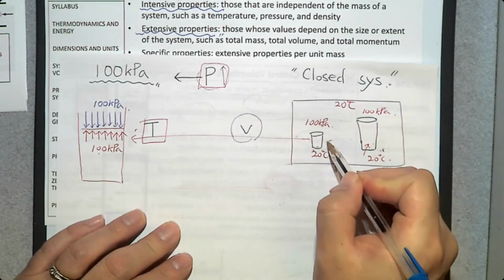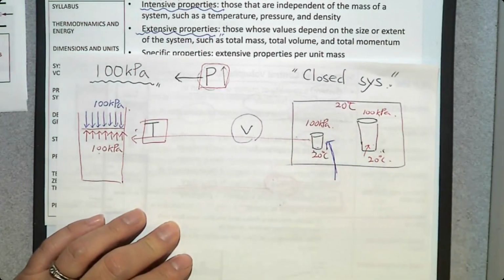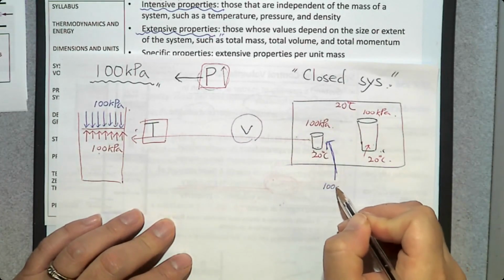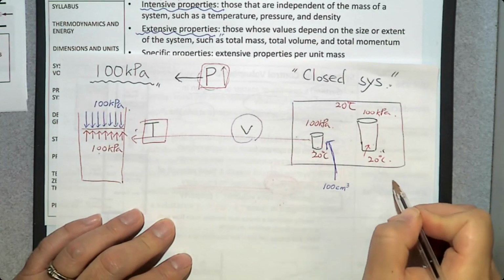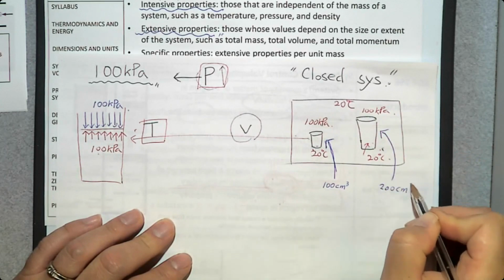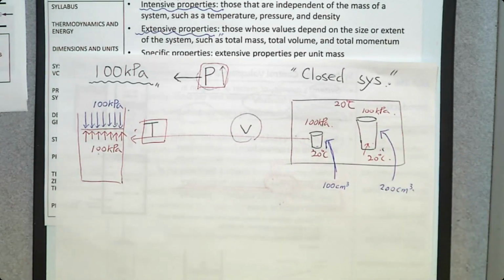One will be maybe 100 centimeter cube. On the other hand, this one is going to be 200 centimeter cube, because look at that, the cup is larger than this one, right? So if you want to study this coffee, pressure is going to be the same, okay, no problem. Temperature is the same, no problem. But volumes are not the same.